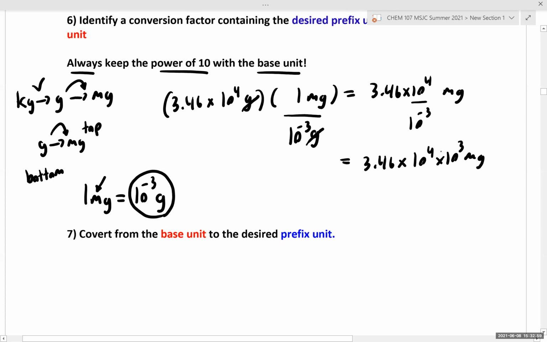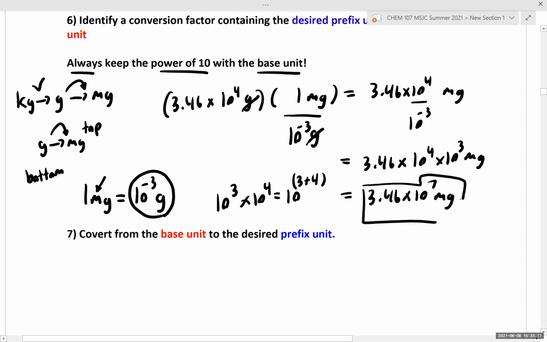And as a general rule, when you multiply exponents, all you have to do is add the exponents together if the base is the same. So that in turn gives us 3.46 times 10 to the seventh milligrams. Does that make sense to everyone? Does that process make sense?